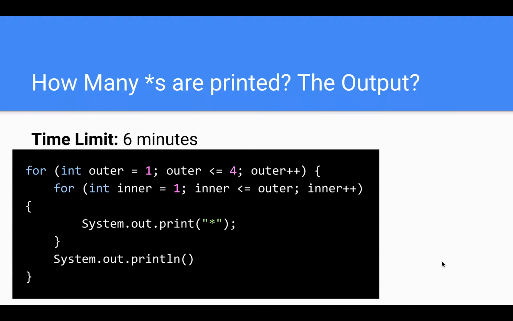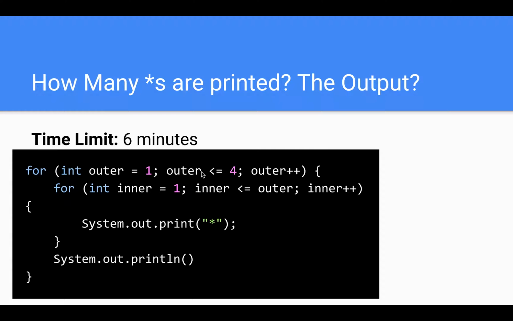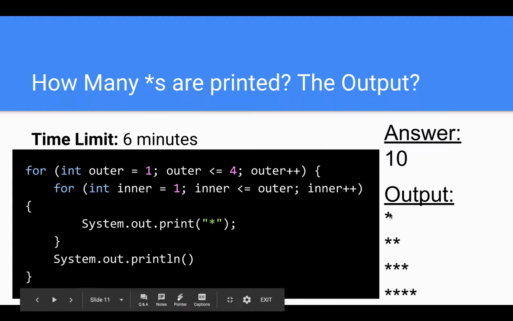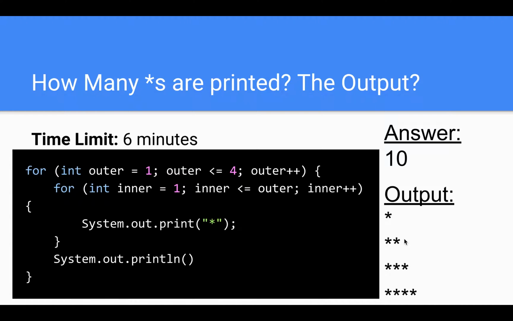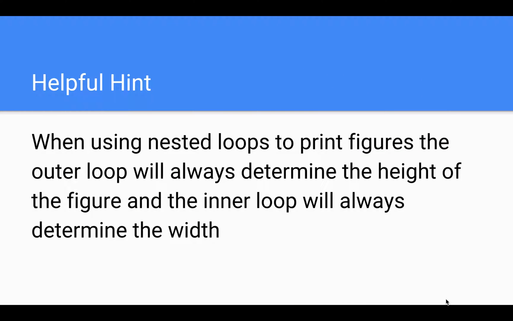How many stars are printed? What's the output? So here we have an outer loop that runs 4 times, but the inner loop is dependent on what the outer loop is. Also, there's a println statement that's outside of the inner loop, but inside of the outer loop. So the answer is 10 stars, and there's 1 star in the first row, 2 stars in the second row, 3 stars on the third row, and 4 stars in the fourth row, altogether making 10 stars. A helpful hint: when using nested loops to print out figures, the outer loop will always determine the height of the figure, and the inner loop will always determine the width.